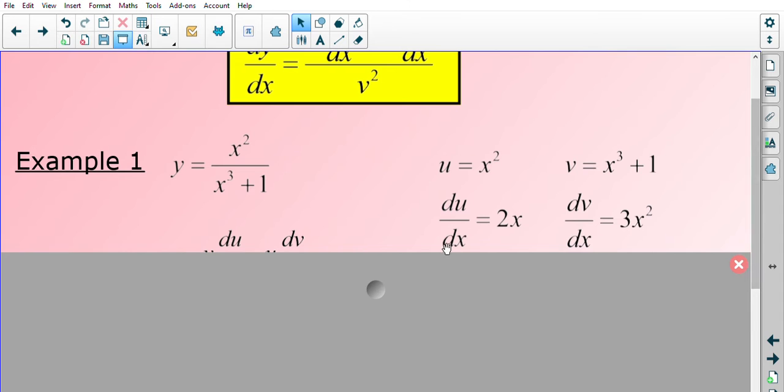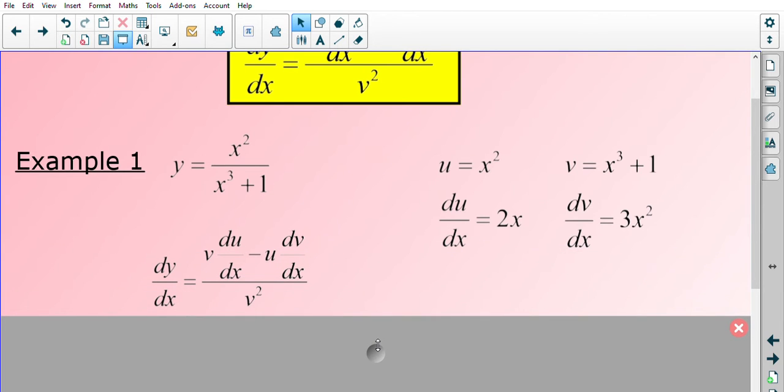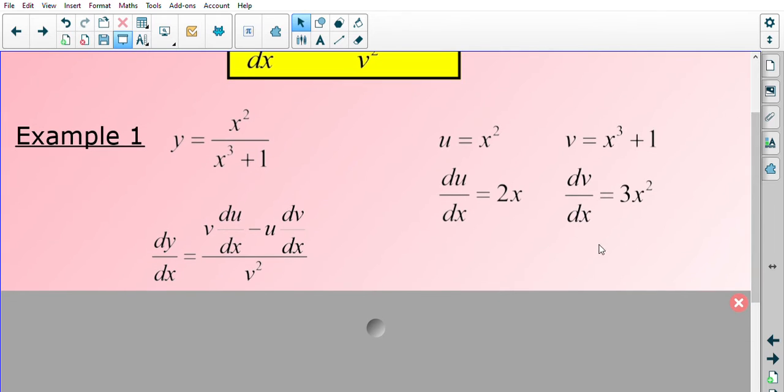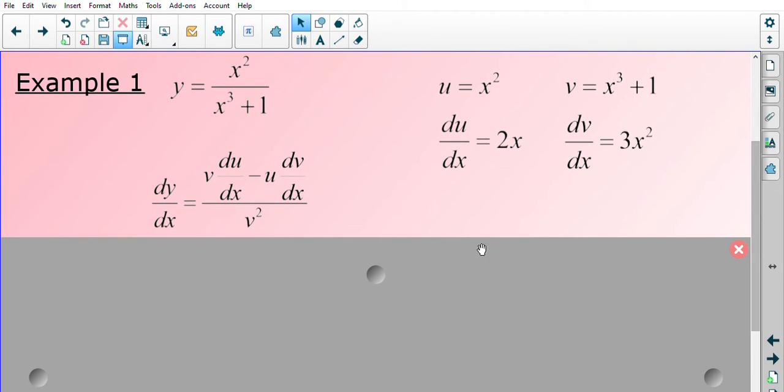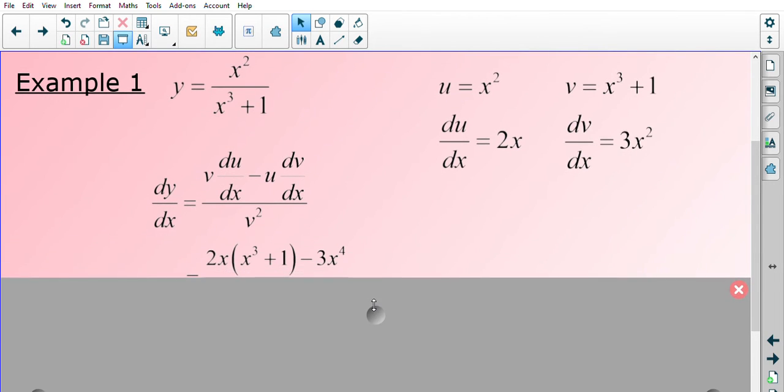We'll start off by writing down the rule that we've just written down. So dy by dx is v du by dx, subtract u dv by dx, all over v squared. I'm now going to substitute in the functions that I've discovered into this formula. So v multiplied by du by dx is x cubed plus 1 multiplied by 2x, so I get 2x bracket x cubed plus 1. I then need to subtract u multiplied by dv by dx. Well, u was x squared multiplied by 3x squared, that's going to be 3x to the power 4.